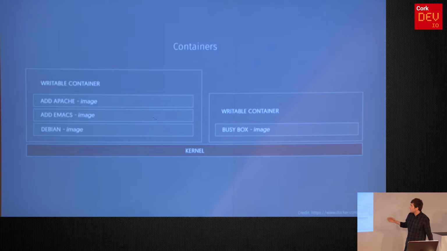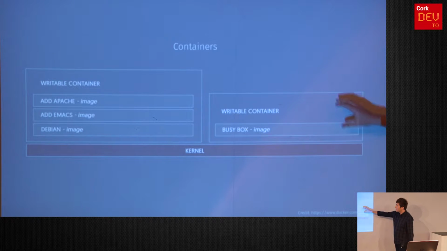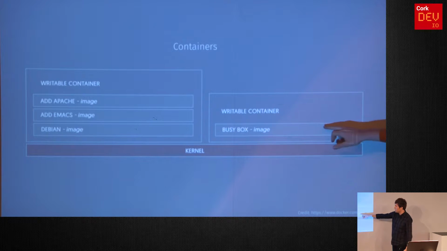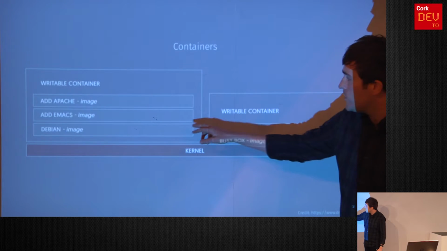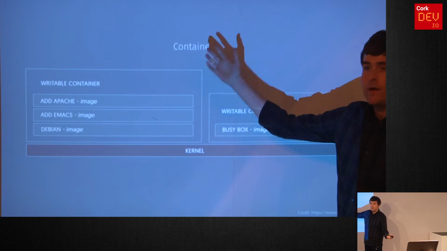So a container looks like this, sort of. You have your operating system kernel, so that might be a Windows kernel, a Mac kernel, or a Linux kernel. And then on top of it, you basically layer your container. And your container could be something pretty simple like this, which is running just BusyBox, or it could be something maybe a little bit more complicated where you start with maybe Debian, and then on top of that you add in Emacs, and then maybe on top of that you add in Apache.